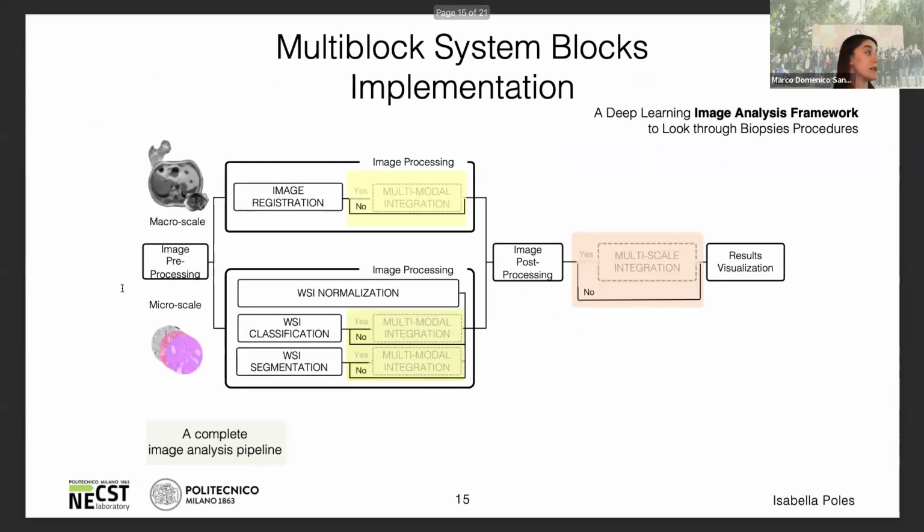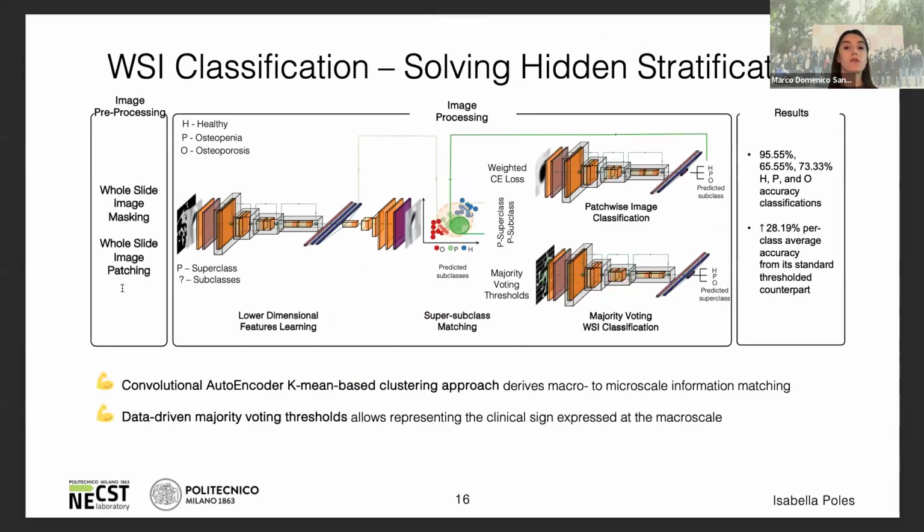So building upon this work, I decided to dive even more into the classification step. And I also tried to solve the hidden stratification issue that leads microscale images, that usually have a label that is assigned at the macro scale, to be instead characterized by different subclasses at the micro scale. For this reason, I built a convolutional autoencoder k-means based clustering approach that is able to derive macro to micro scale information matching.